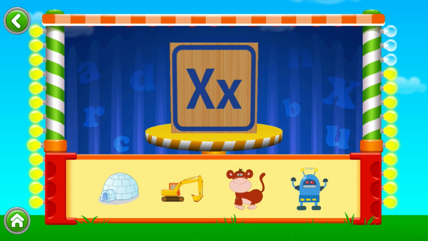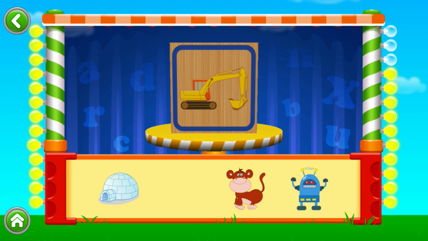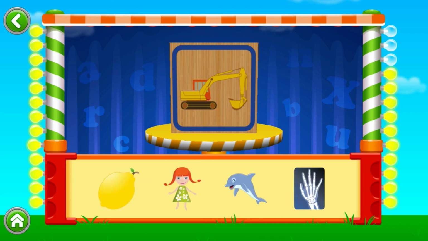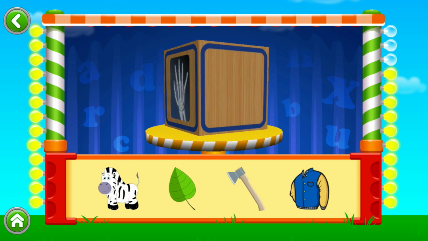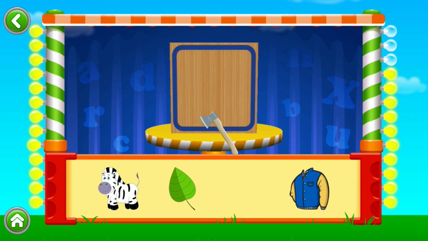X. Excavator. Go ahead and turn the letter cube. X-ray. Now, let's do the next side. Axe.